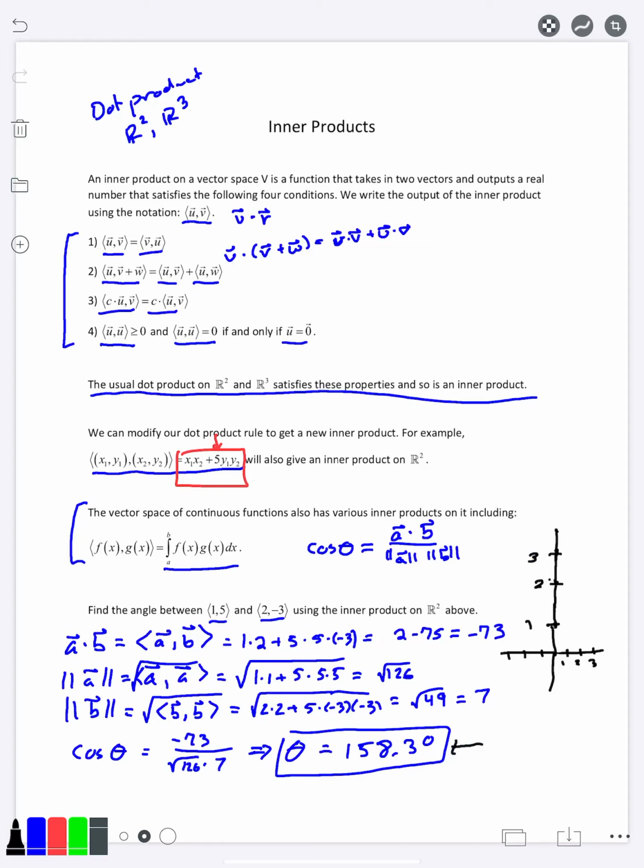So this is the idea here for how we can use inner products to find length and angles, even though it's not our normal dot product.